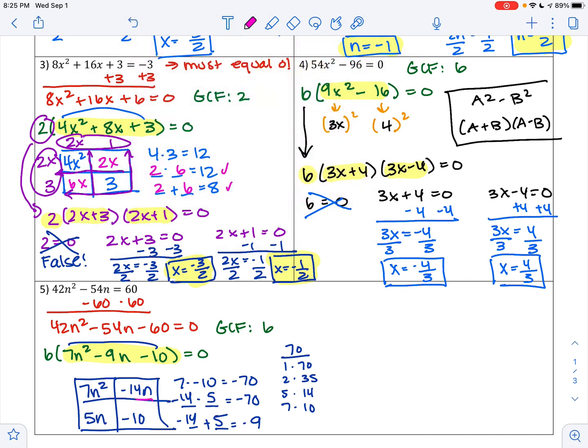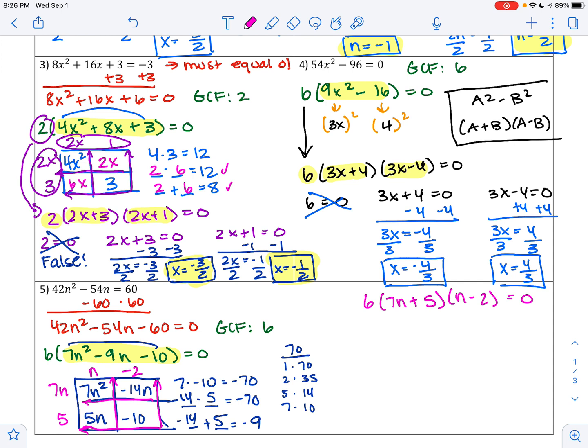The greatest common factor of my top row is 7n. The greatest common factor of the bottom row is 5. The greatest common factor of the left column is n. And the greatest common factor of the right column is negative 2. 7n times n is 7n squared. 7n times negative 2 is negative 14n. 5 times n is 5n. And 5 times negative 2 is negative 10. So right now, my factors are 6 from my GCF times 7n plus 5 times n minus 2. And those equal 0.